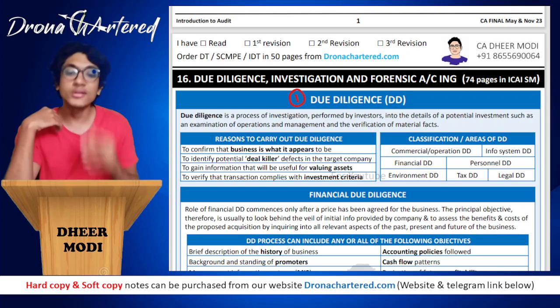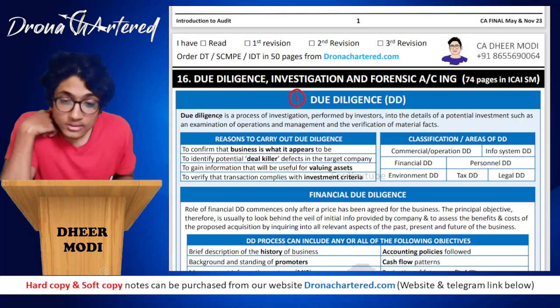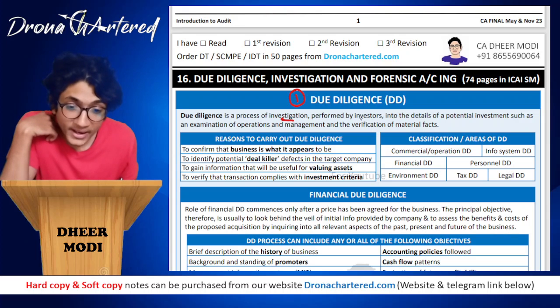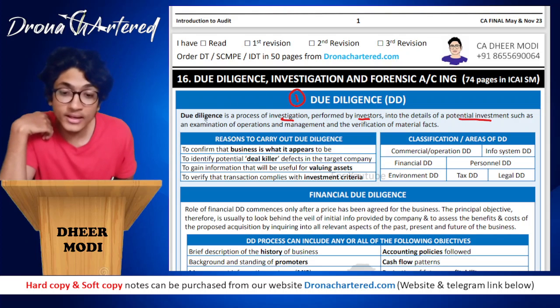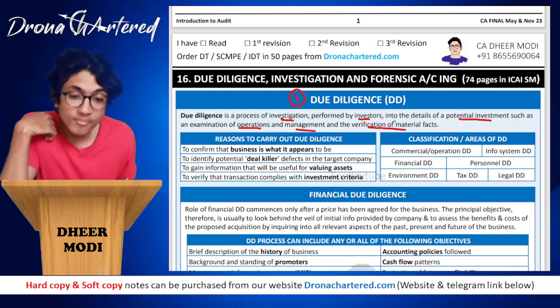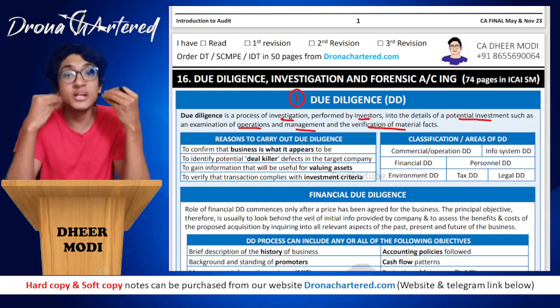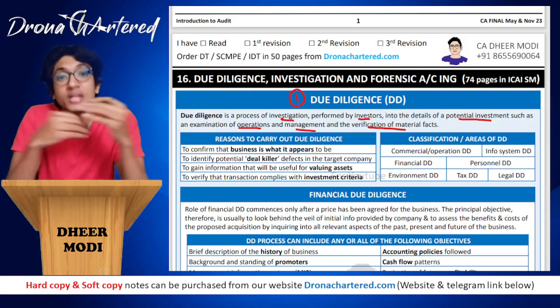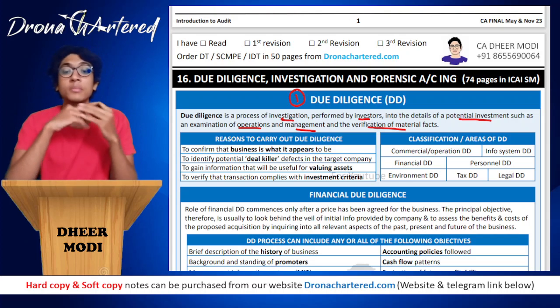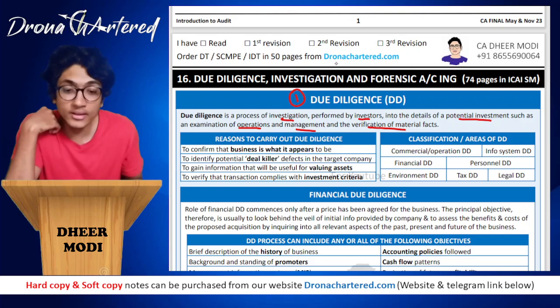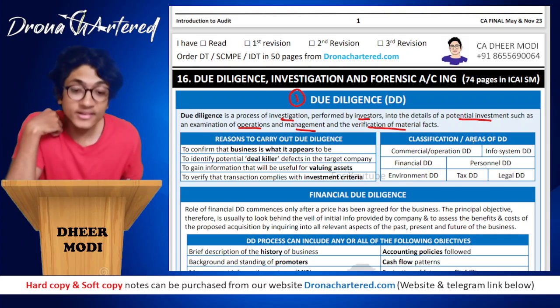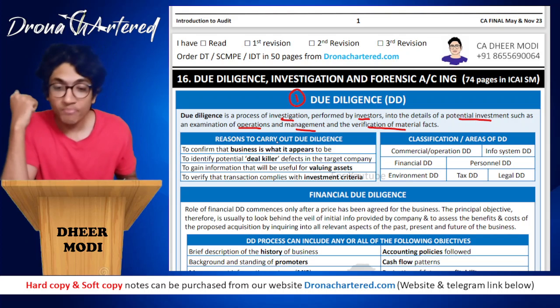So you'll ask me, sir, what is due diligence? Due diligence is the process of investigation performed by investors into the details of potential investments, such as an examination of operations and management and the verification of material facts. So your due diligence is done by an investor. Either before he invests into a business or before he purchases a business, he will do his due diligence. He will do his checks, he will do his valuation, whatever is required. So it is done by investors into details of your potential investment.